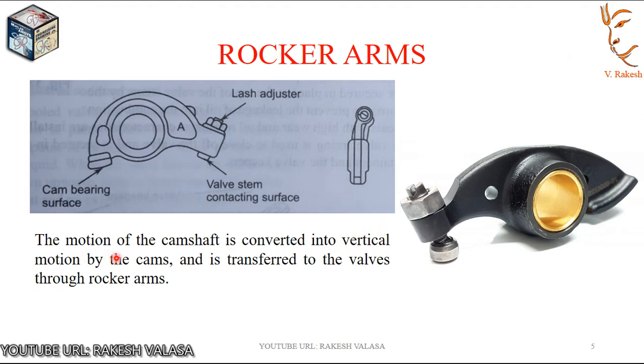The motion of the camshaft is converted into vertical motion by the cams and is transferred to the valves through rocker arms. See here, these rocker arms are held in place by rocker shafts. This circle is the rocker shaft, and a lash adjuster is attached to one end of each arm.